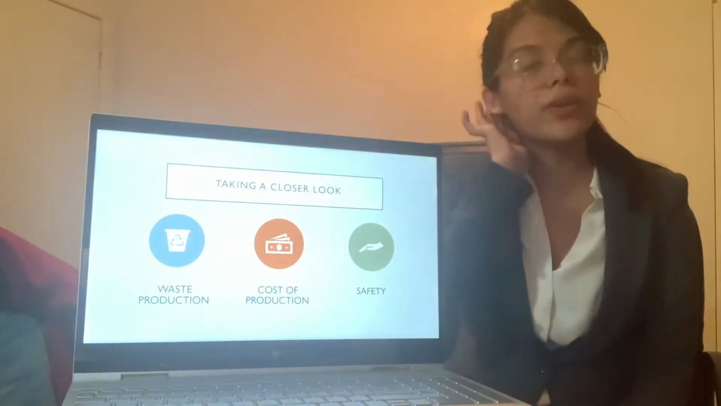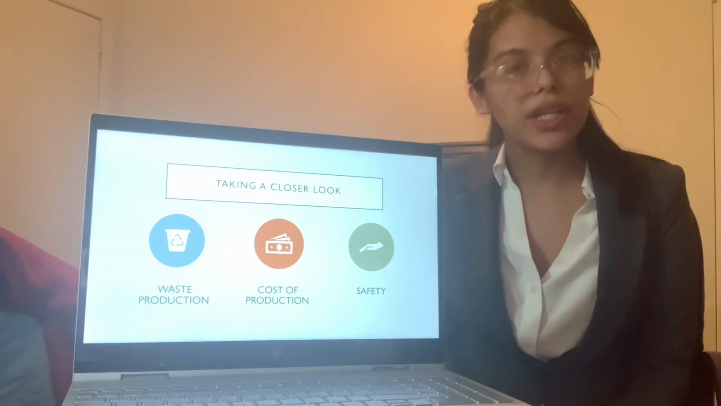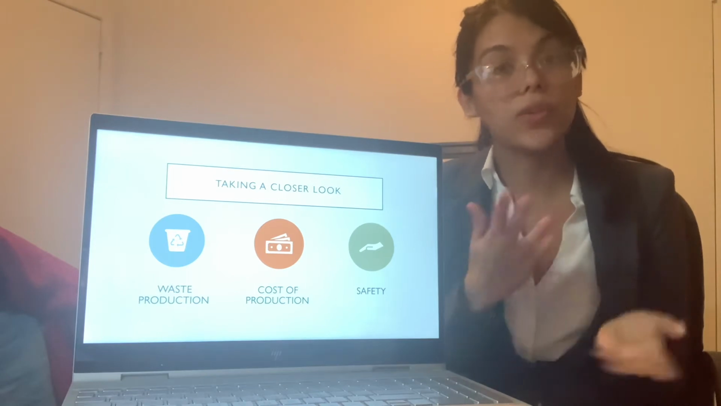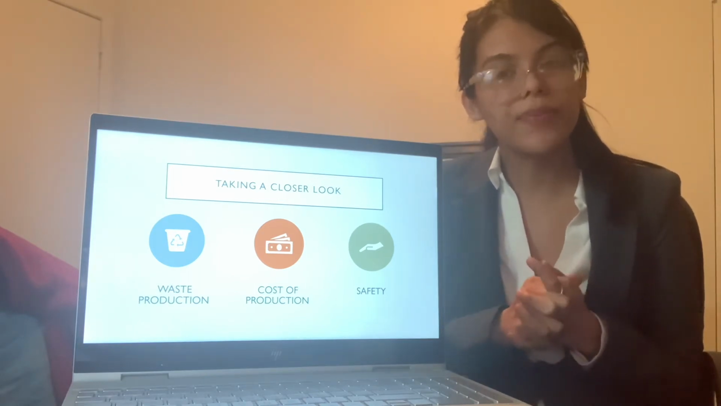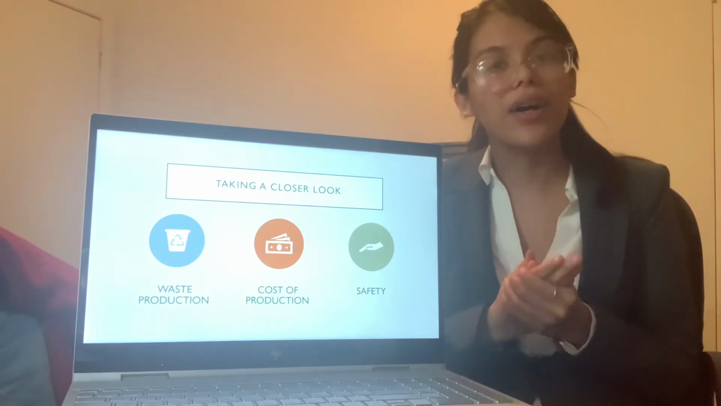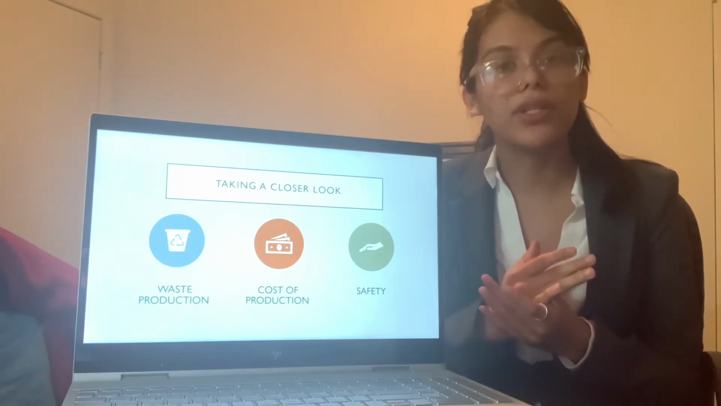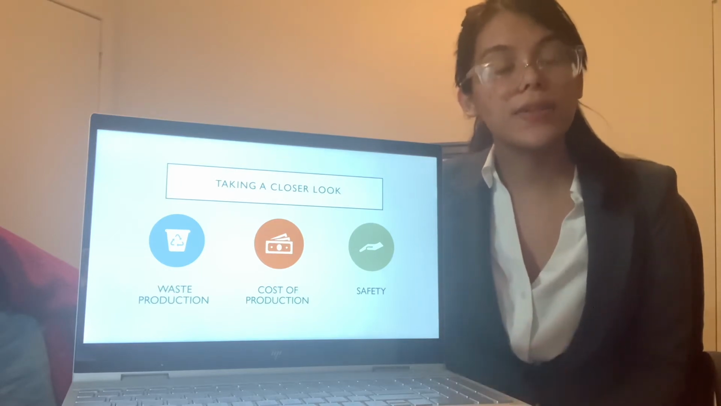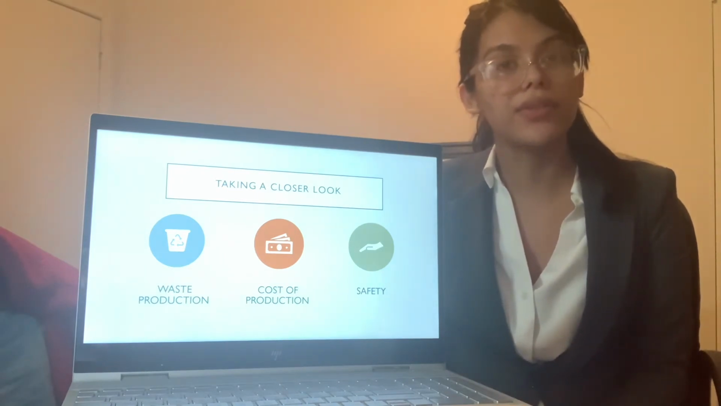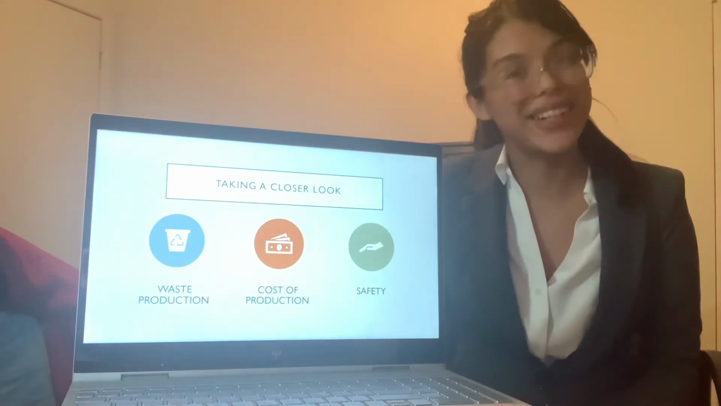Before I begin, I want to take a closer look at my criteria. The first one is waste production. I will be talking about waste produced per passenger on a typical trip in gallons. For the cost of production, I will be looking at the overall cost of the airplane and cruise ship and dividing it by their mass to look at how much the cost per pound is for each. The last one is safety of the passengers, and that includes the safety practices that both airplanes and cruise ships have in place, as well as mortality rates.